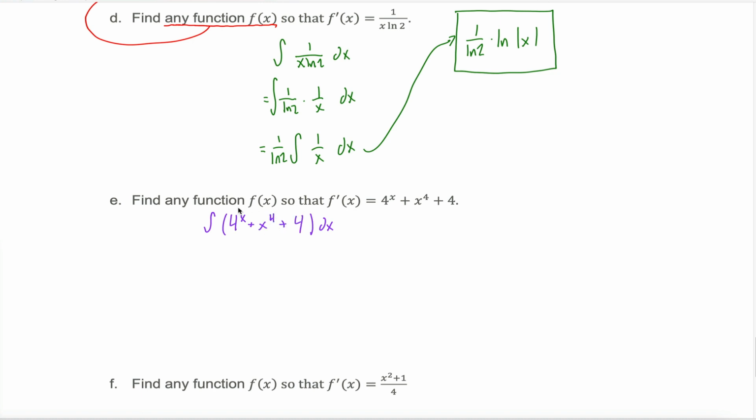Well, maybe the first thing you'd recognize is you have 3 different terms in here, so you can take the antiderivative of each term individually. I'll have to figure out the antiderivative of 4 to the x, and then the antiderivative of x to the 4th, and then the antiderivative of 4. Just like we did with derivatives, let's take this one hard problem and turn it into 3 easier problems. What's the antiderivative of 4 to the x power? That one's a little bit tricky.